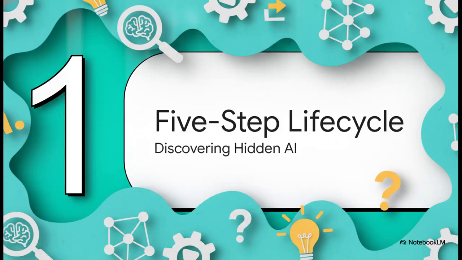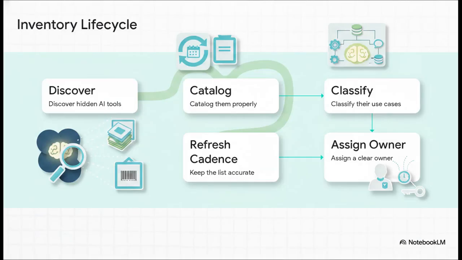Okay, Section 1, the 5-step life cycle, bringing hidden AI to light. We're going to walk through the complete life cycle for every single tool. So first, how to actually discover those hidden AI tools. Then, how to catalog them properly, classify their specific use cases, assign a clear owner, and finally, establish a refresh cadence to keep your list accurate over time. It's kind of like a giant puzzle, and these are the essential pieces.